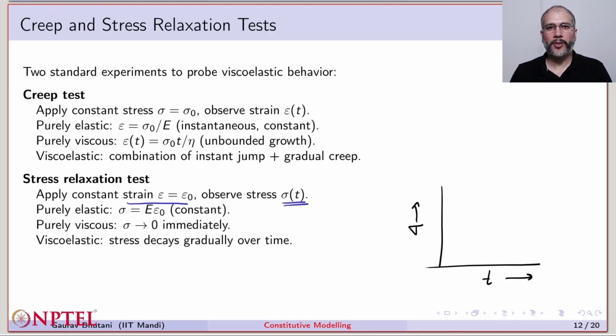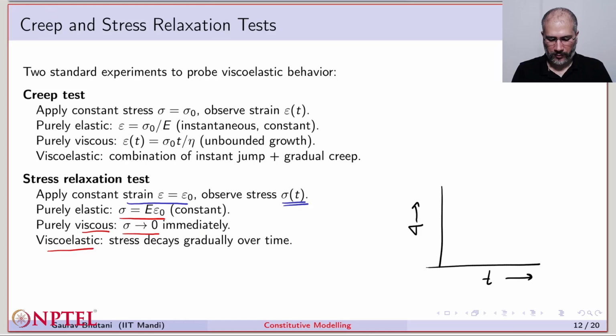If I'm talking about a purely elastic solid, what I notice is that sigma is some constant, that's Young's modulus times epsilon naught. So the sigma develops suddenly. Now if you're talking about a purely viscous fluid, then sigma will tend to zero immediately. If you take water and try to pull water, there's no sigma required at all.